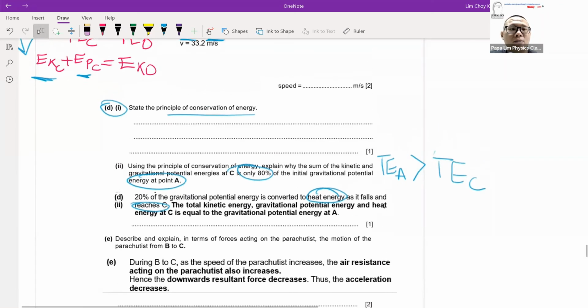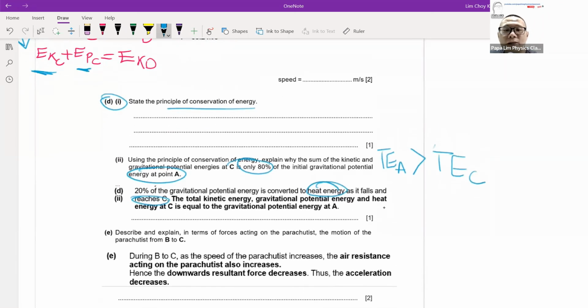So when you look at the energy at C in real life, it's not just kinetic energy at C, and it's not just potential energy at C. In real life, you actually have what we call your losses.